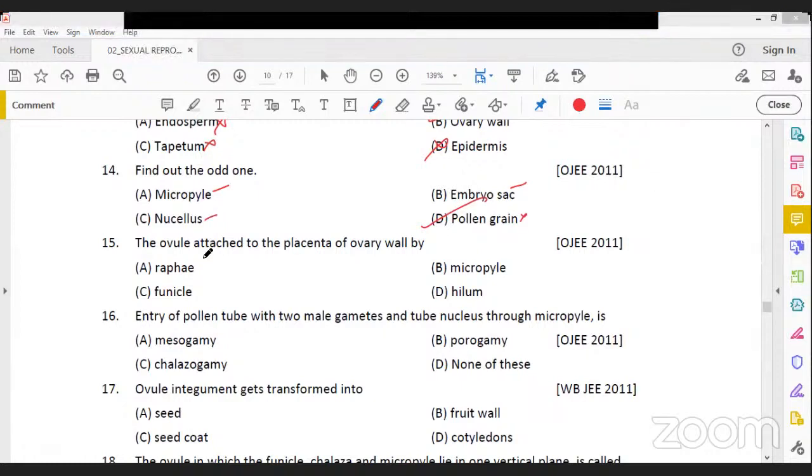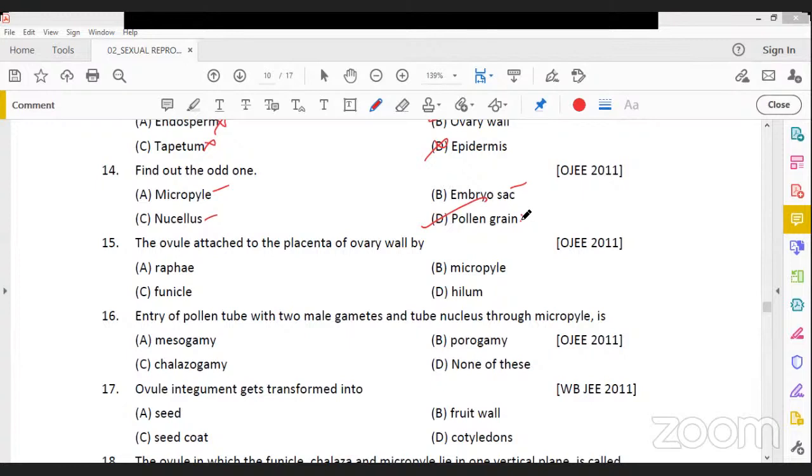Why? Micropyle is a small opening in the ovule. Embryo sac is a female gametophyte. Nucellus is the nutritive tissue inside the female gametophyte. Correct? Pollen grain is a male gametophyte. Are you understanding? Male gametophyte. All three are female parts in A, B, and C. D is the only one.